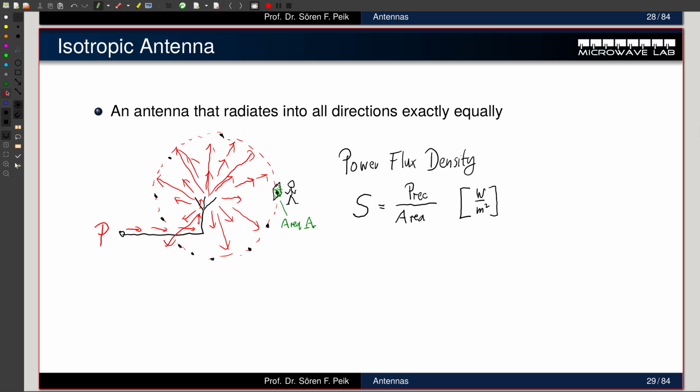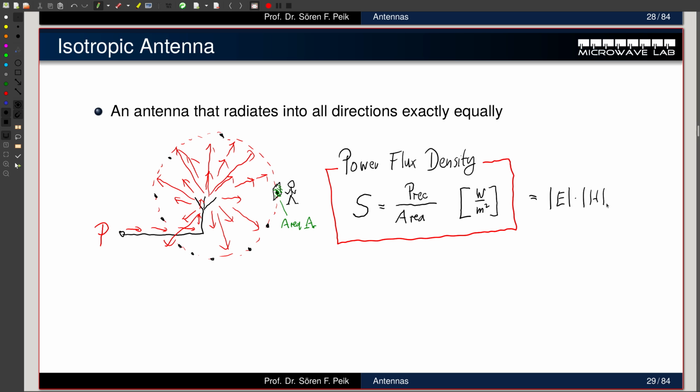So that's basically the definition of any density, that it's something per square meter, something per area. Also, maybe remember, this is equal to my E field times my H field. That's just a side note. But how big is my power flux density S for an isotropic antenna? Well, we have to take a look at the distance here from the antenna center. Now it's quite a busy slide here again. Let's maybe take away some of these lines.